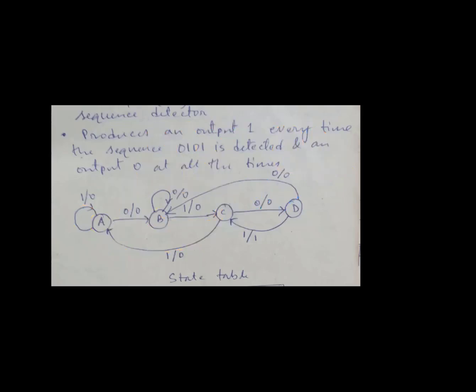Okay. Now, our sequence is 0 1 0 1. So now say we are over D. Over D means which bits have we already scanned? We have scanned 0, we have scanned 1, we have scanned 0. For the first 0, we simply come from A to B. For the second one, we come from B to C. For the third 0, we come from C to D. So when we are over D, we are going to scan the next bit, which may be either 0 or 1.